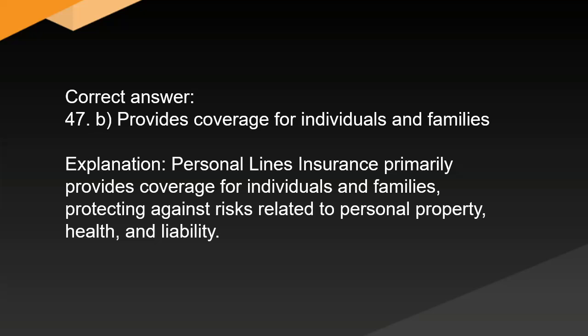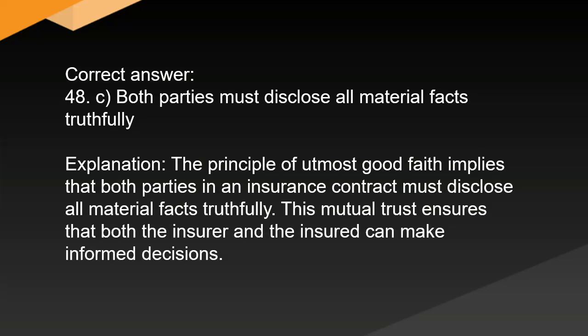Correct answer. B. Provides coverage for individuals and families. Explanation. Personal lines insurance primarily provides coverage for individuals and families, protecting against risks related to personal property, health, and liability.